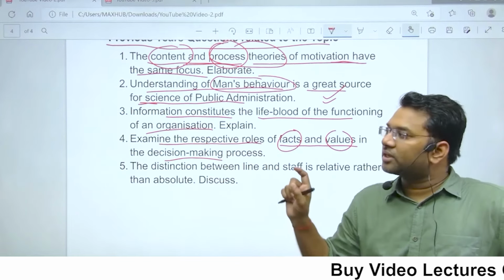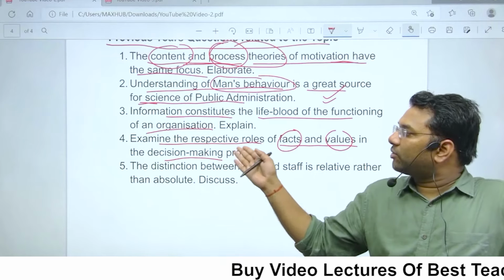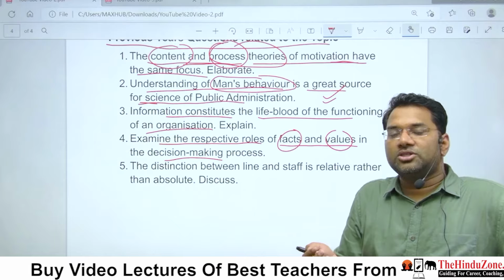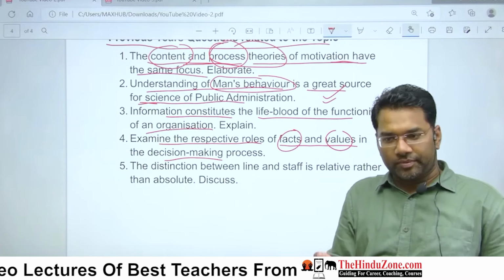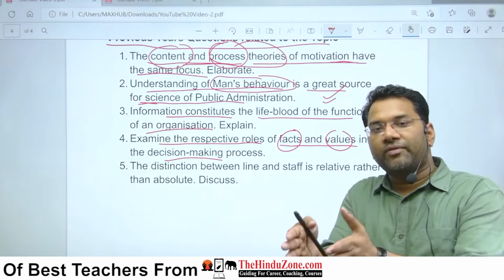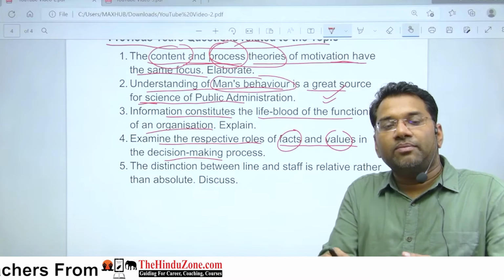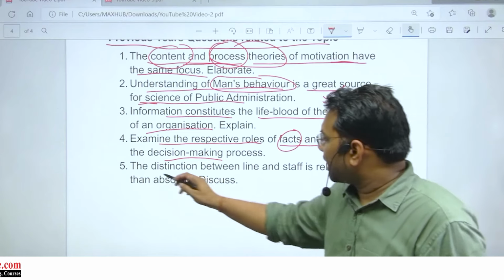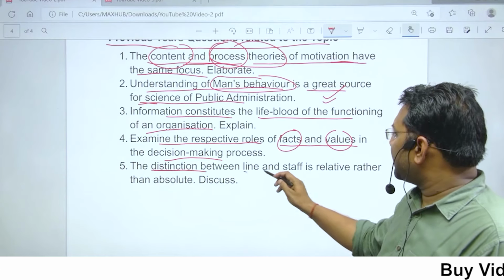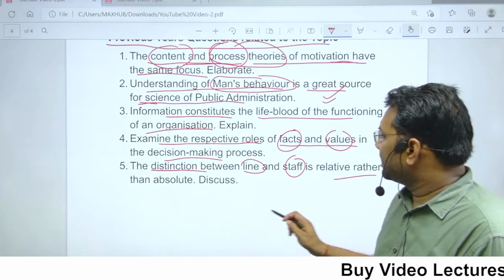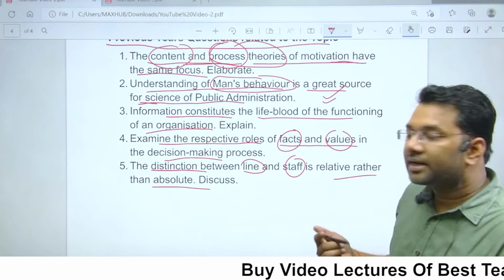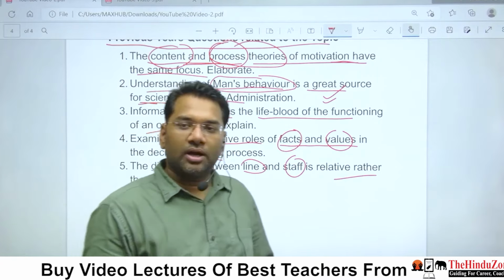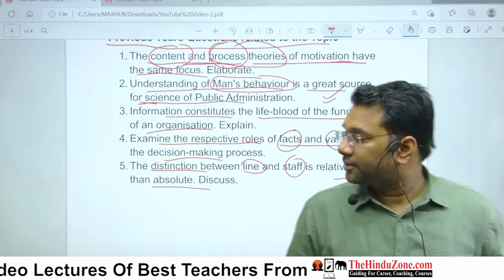So ऐसा कुछ rocket science is not being asked. Simply you can write. अभी भी you can write some answers without even studying the public administration. So my work will be to guide you in a proper way so that you become able to solve these questions, right? So these are the questions. Then we have the distinction between line and staff is relative rather than absolute. So कैसा relation होगा? It is really relative, okay, rather than absolute. Absolute नहीं है. According to the situation, it used to change, right?